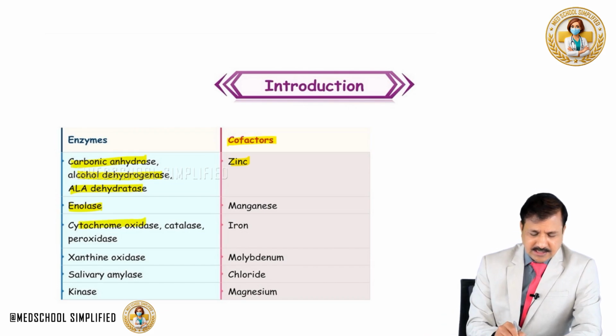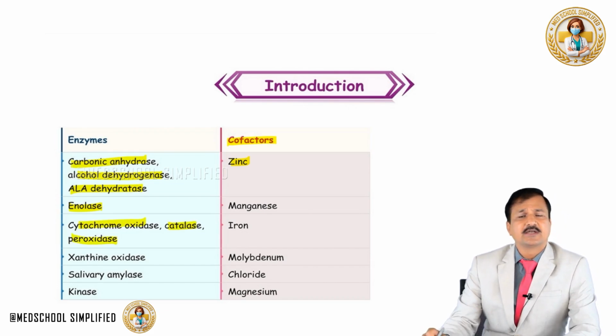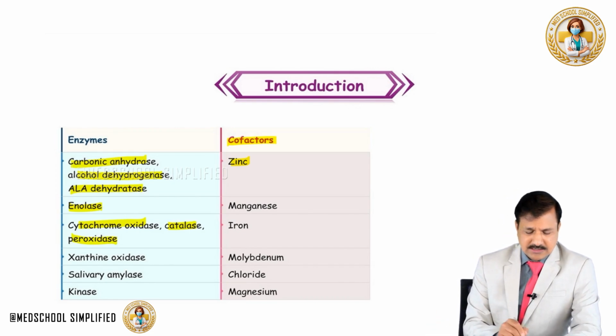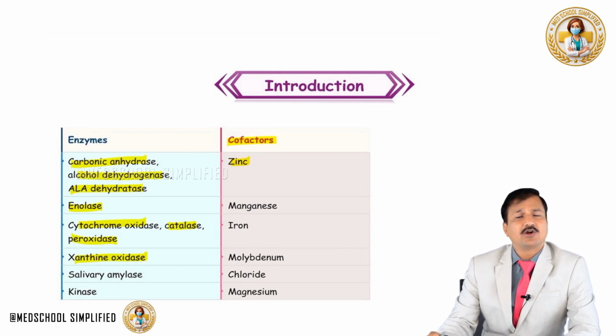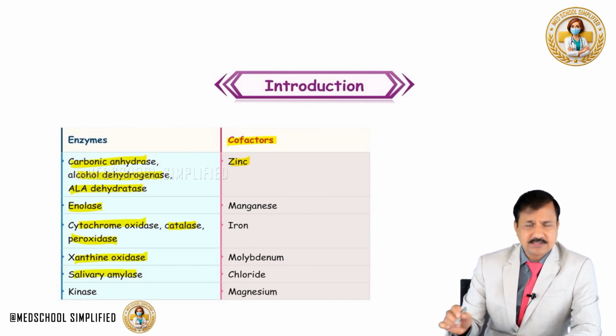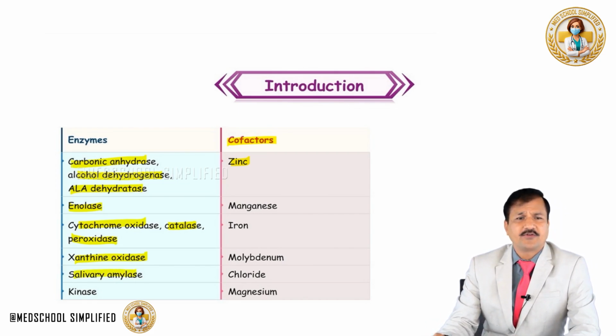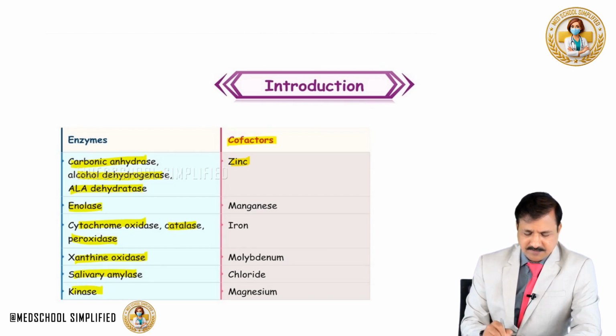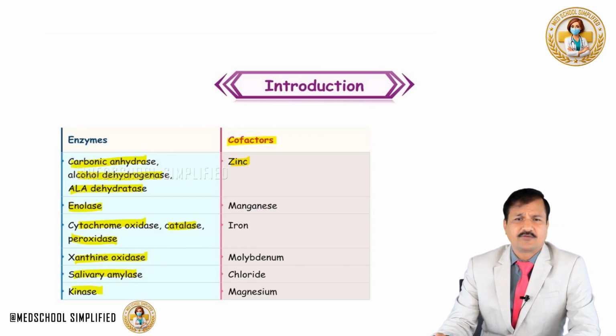Cytochrome oxidase, catalase, peroxidase, these enzymes, they need iron as the cofactor. Xanthine oxidase, which is involved in uric acid synthesis, it needs molybdenum as the cofactor. Salivary amylase enzyme needs chloride as the cofactor, and kinases, they need magnesium as the cofactor.